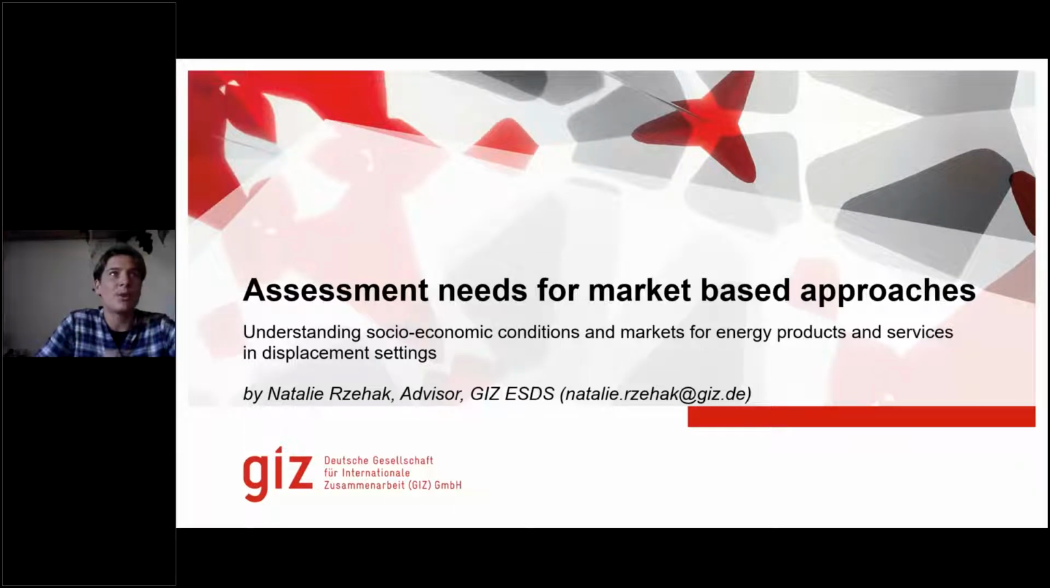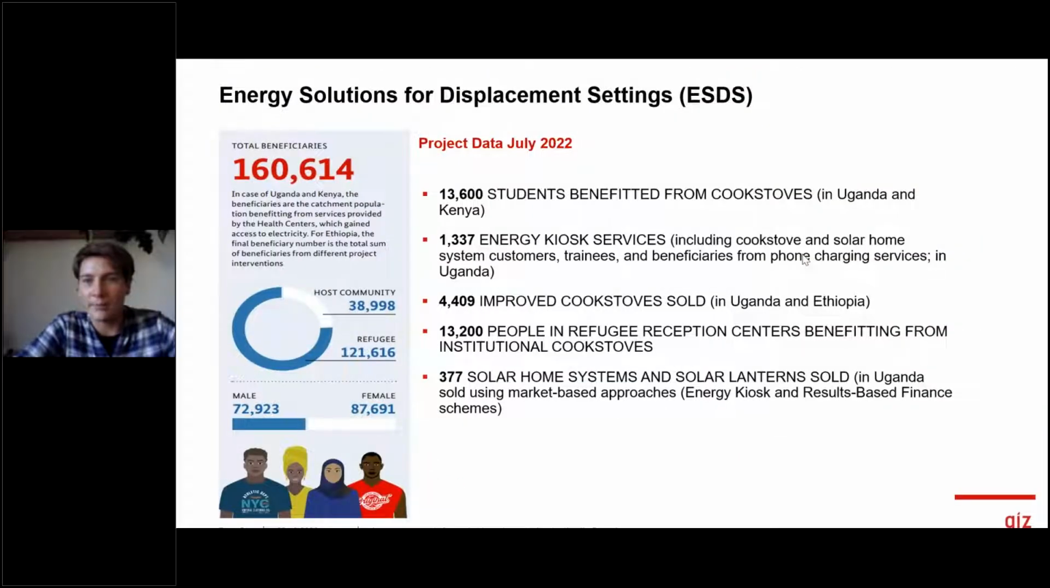So allow me to just show you this slide. I'm not going to go into detail. I just wanted to quickly talk about the project Energy Solutions for Displacement Settings, which is under the program of supporting UNHCR in the implementation of the Global Compact on Refugees. And we are focusing for the past 3 years on developing and implementing energy access through a market-based approach in close partnership with UNHCR and also implementing partners of UNHCR.